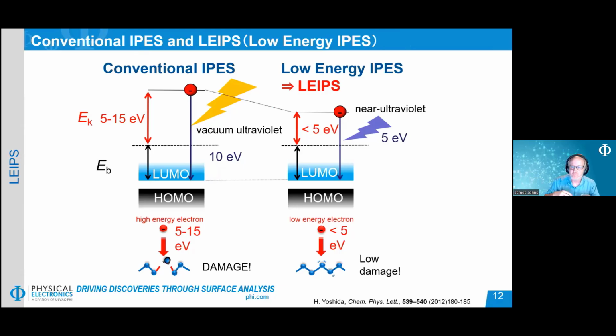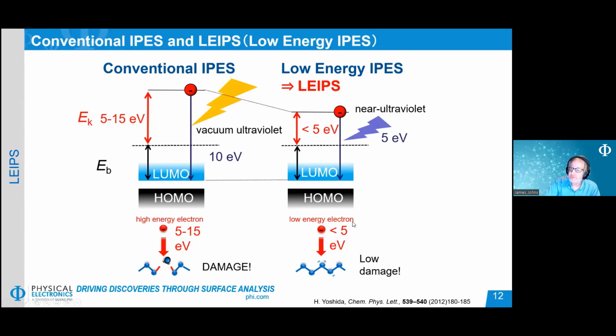Okay. Now, what is the big deal about LIPE versus conventional inverse photoemission? The big deal is that LIPE does not damage most materials. Conventional inverse photoemission uses an electron Geiger detector to detect the UV photons, and it's limited to detecting photons that are around 10 eV in energy, which means it has to use electrons that are at least 15 electron volts in energy in order to do the experiment. That's enough energy that the electrons can interact with most molecules and break bonds.